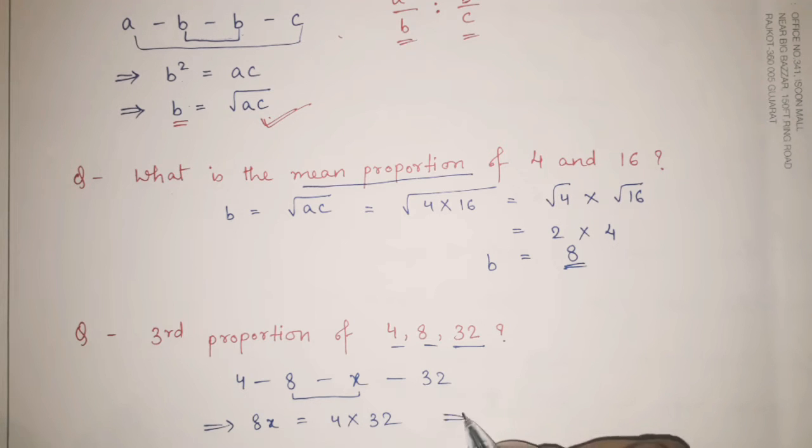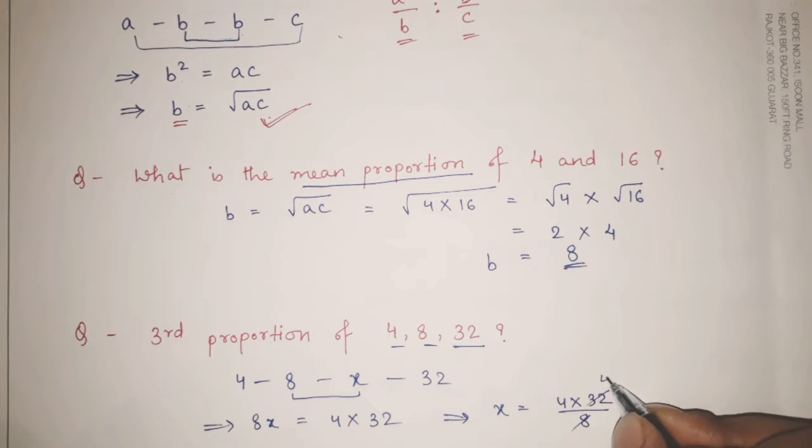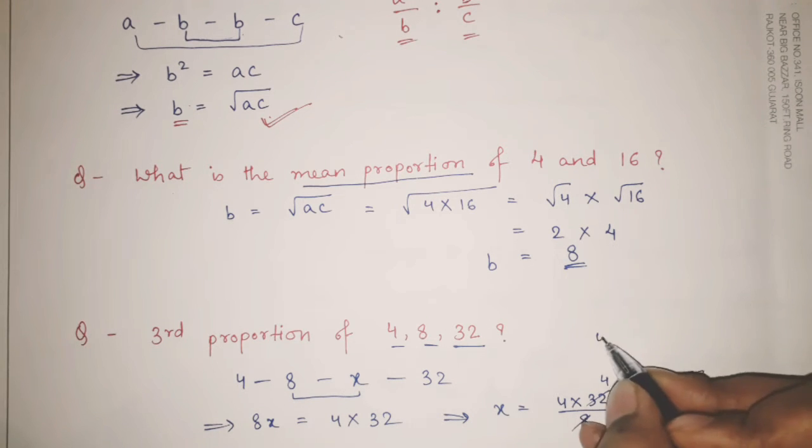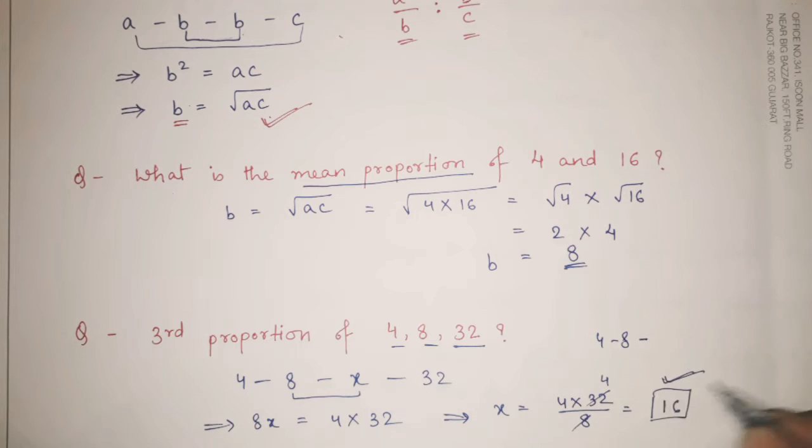So based on this, we can say that x is equal to what? This 8 will go in the division. So 4 into 32 divided by 8. 8 4s are 32. 4 into 4 is 16. Yes, x is equal to 16. So the third proportion of 4, 8 and 32 is 16. So the actual proportion is 4, 8, 16, 32. Fine. So we have found the third proportion as 16.